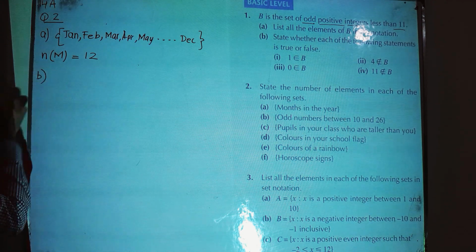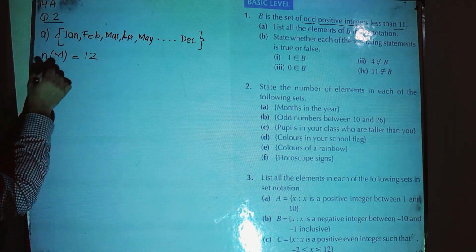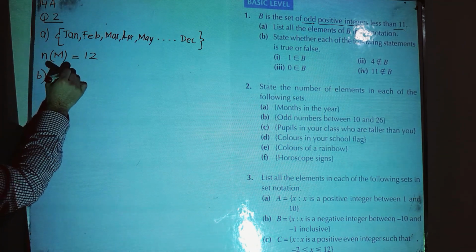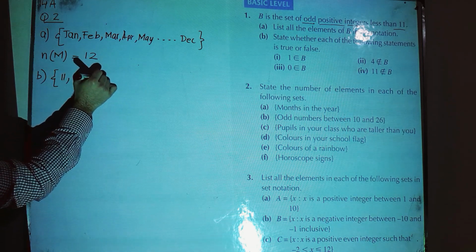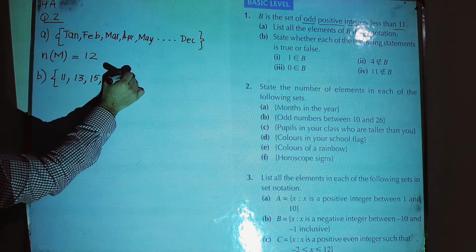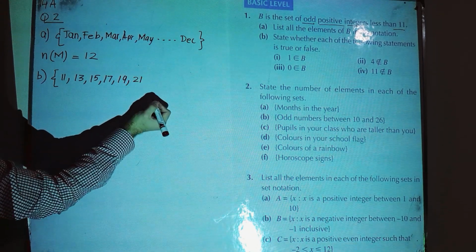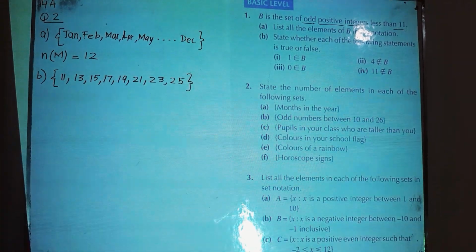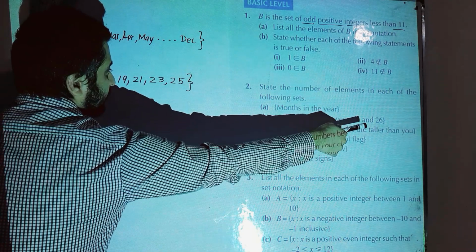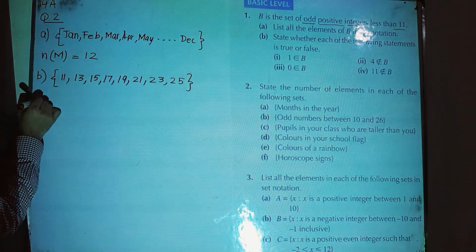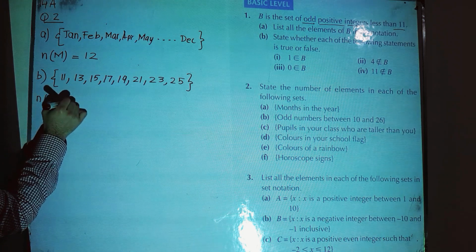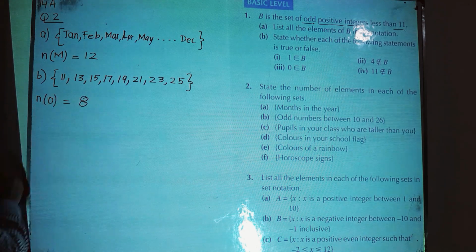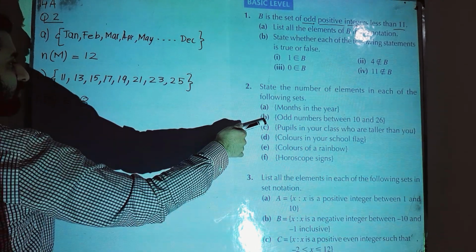For part B, odd numbers between 10 and 26. So let us list down odd numbers between 10 and 26. 11, 13, 15, 17, 19, 21, 23, 25. These are the odd numbers between 10 and 26. So how many are they? So number of odd numbers 1, 2, 3, 4, 5, 6, 7, 8. We have 8 odd numbers between 10 and 26.